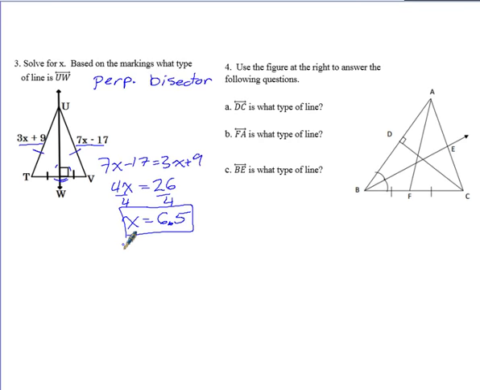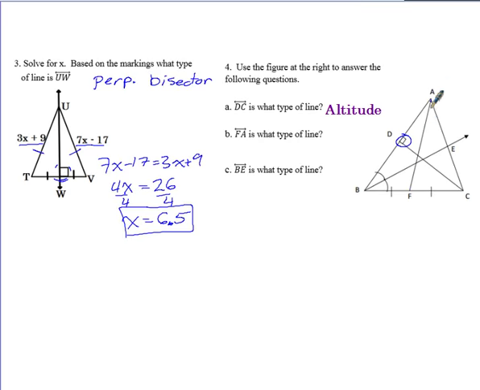The next one is just some vocabulary. It says DC is what type of line. So when I look at DC, you want to look at the markings. Markings on DC, we have a 90-degree angle, and that's all we have. So when it's just a 90-degree angle, we can call that an altitude.